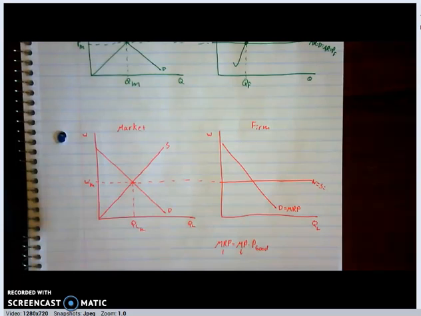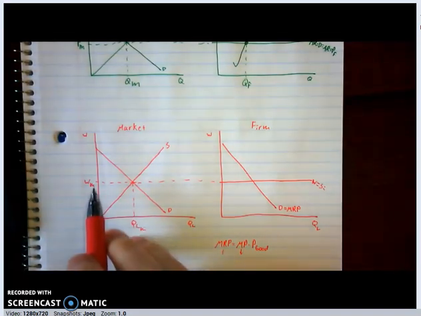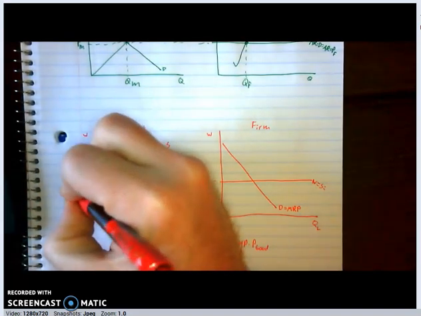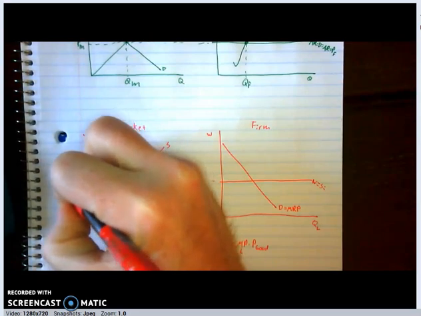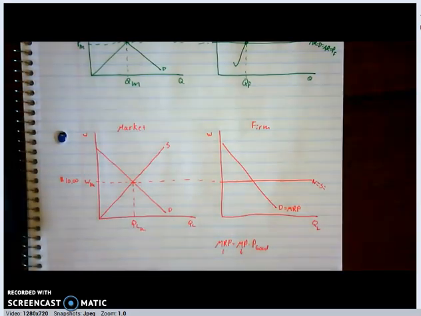So imagine that this equilibrium wage right here is, say, $10 an hour. If I hire a worker, that worker is going to increase my cost by $10. If I hire a second worker, that worker is still going to get paid a wage of $10, so they're going to increase my cost by $10 more. If I hire a third worker, that worker is going to increase my cost by $10 more. So every time I hire a worker, since I'm paying them all the same wage, my marginal cost of hiring the worker stays the same.